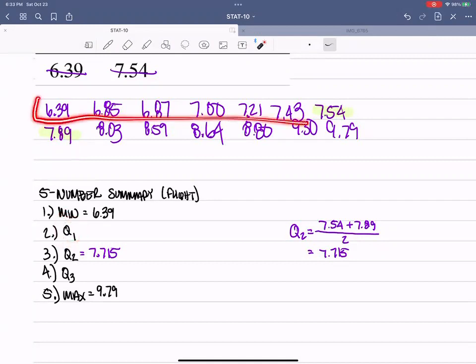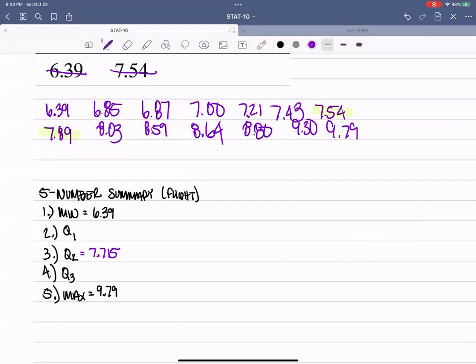From the lower half of the data set, we're going to find the middle value. So how many values do we have there? 1, 2, 3, 4, 5, 6, 7. Since we have 7 data values, we're just looking for the middle number. We can find it by getting 7 plus 1, dividing by 2. It's 8 divided by 2, which is 4. So we're looking for the 4th number.